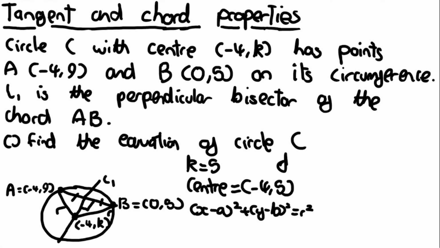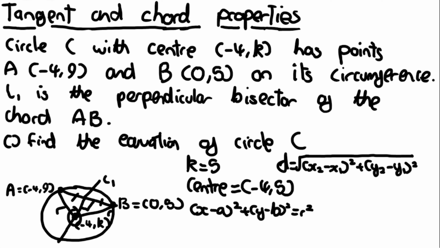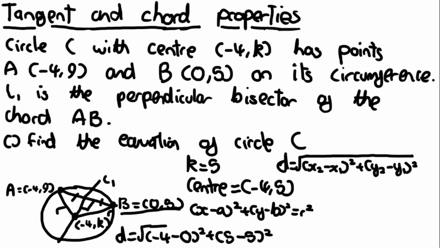Recall the distance formula: d is equal to the square root of (x2 minus x1) squared plus (y2 minus y1) squared, and all of that is square rooted. So we just need to do that for the centre and either of the 2 points to find the length of the radius. I'm just going to use B because it's got 0 in it, so that'll make it easier. So d is equal to the square root of (-4 minus 0) squared plus (5 minus 5) squared. And if you put that into a calculator, we'll just figure it out quickly. It is equal to 4.